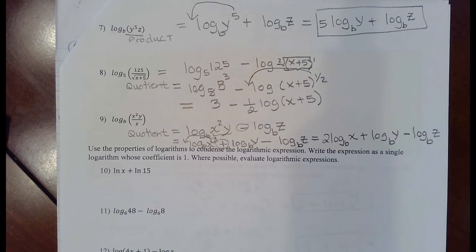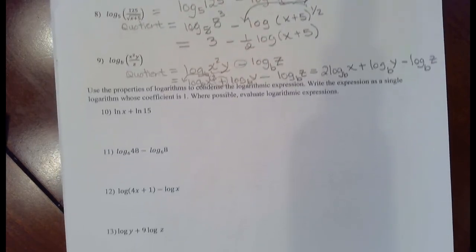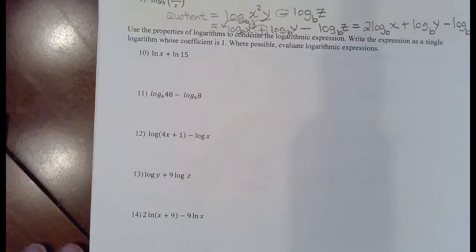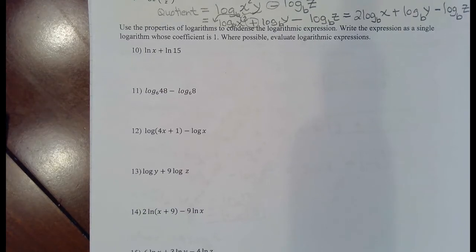Okay, now we go back the other way in numbers 10 through 15. We're going to take things that are already expanded, and you can see that they have plus and minus signs, the way all of our answers in numbers 1 through 9 ended up looking. And we're going to bring it back into a single logarithm. This is called condensing the logarithmic expression. In these problems, if you can simplify once you condense, then do so.